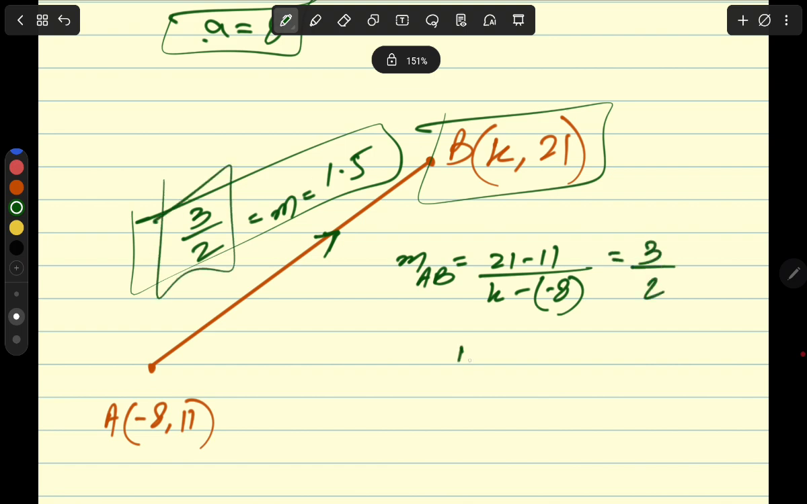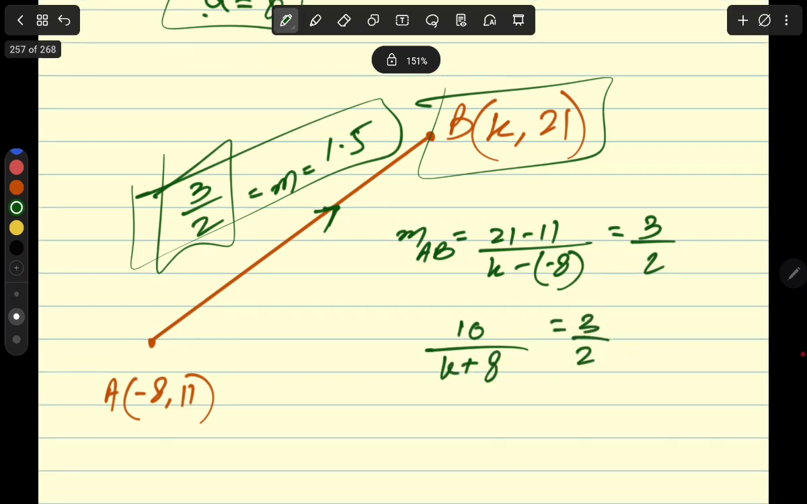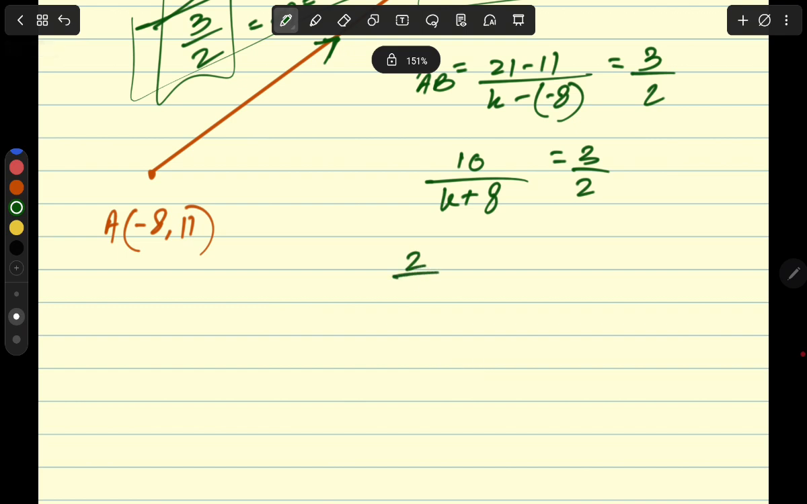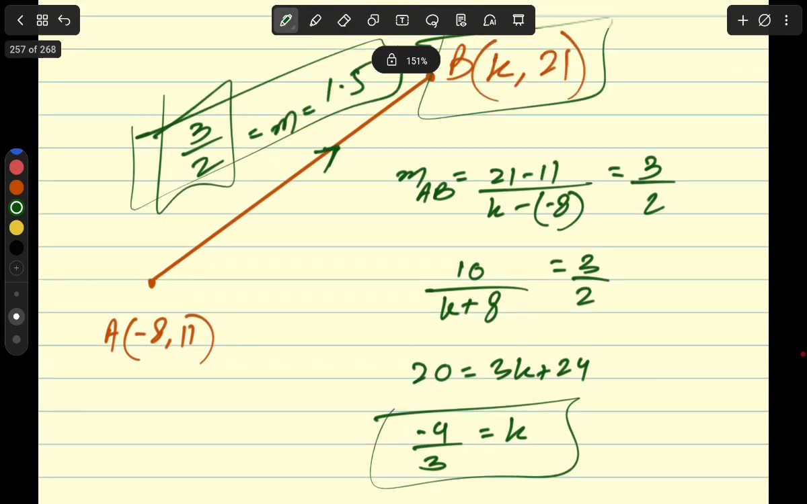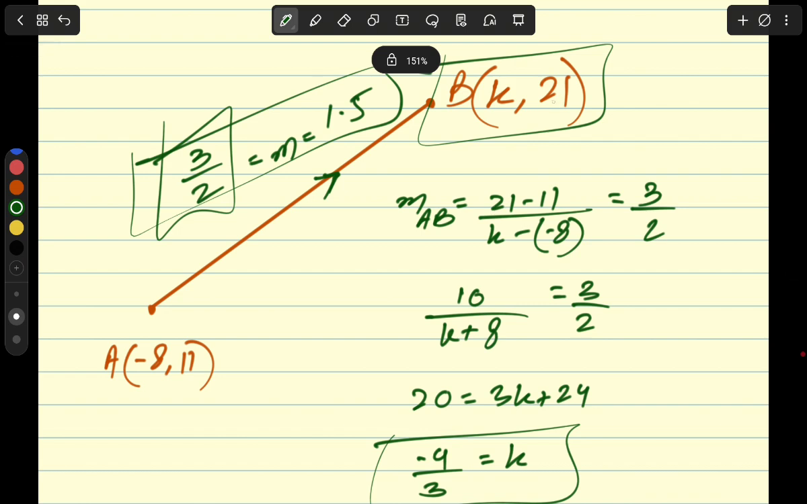So this is nothing but 10 over (k plus 8) equals 3 upon 2. Multiply both the sides by 2 upon 3. So you get 20 is equal to 3k plus 24. Very simple. So minus 4 over 3 is going to be k. That's it. Nothing fancy here. So if you have the gradient given and you had to find the missing coordinate, then you could just simply do that.